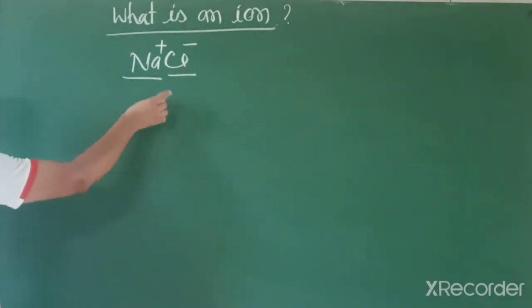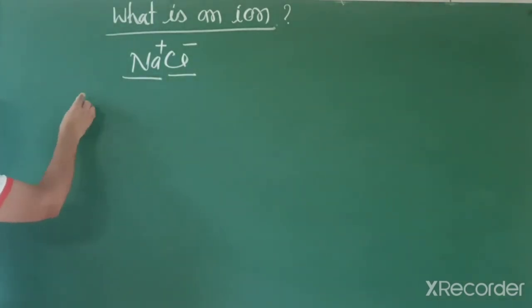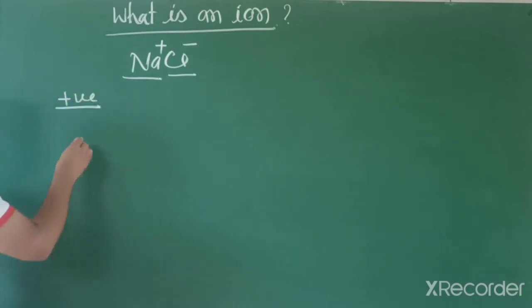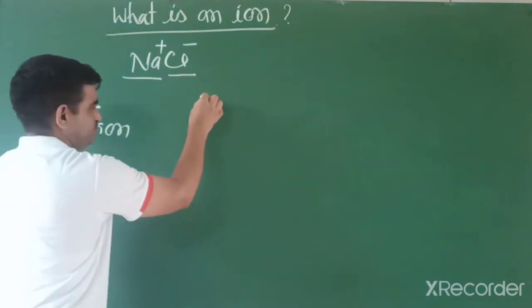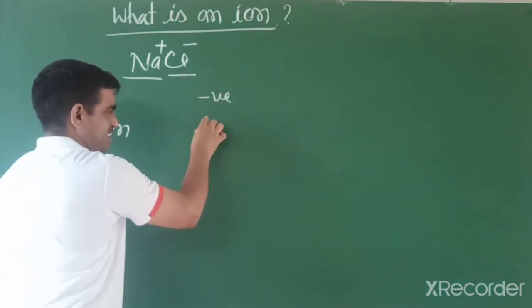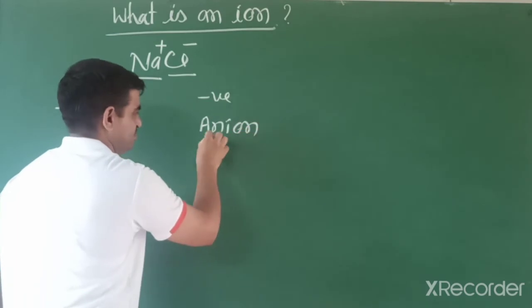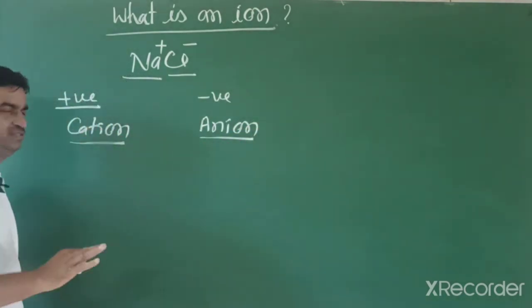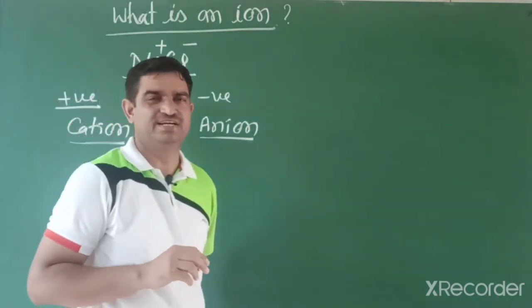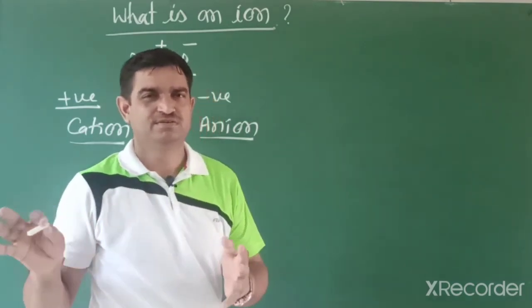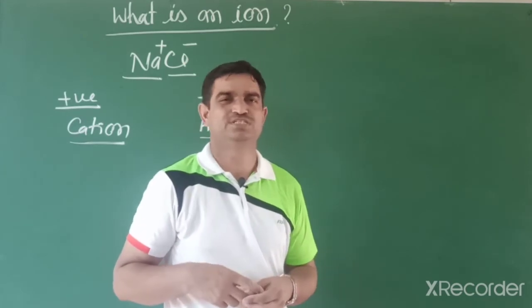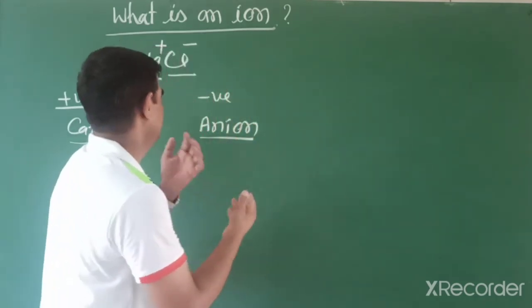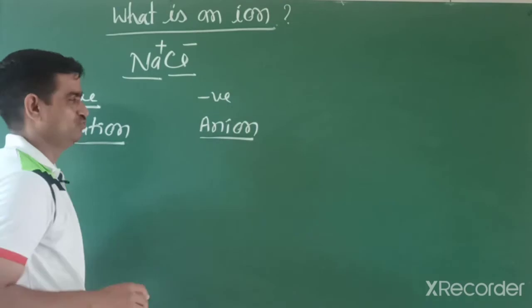So this sodium chloride has two types of charge: the positively charged species known as cation and the negatively charged species known as anion. So in a compound there are two types of charge, cation and anion, and when we write the formula, we require their positive and negative charges. Now we can explain other formulas also.